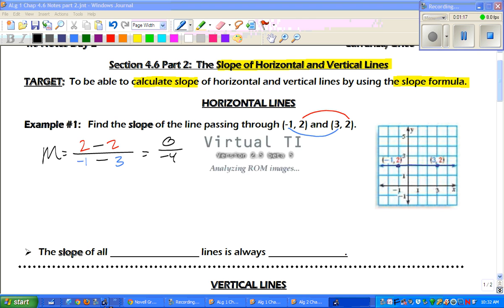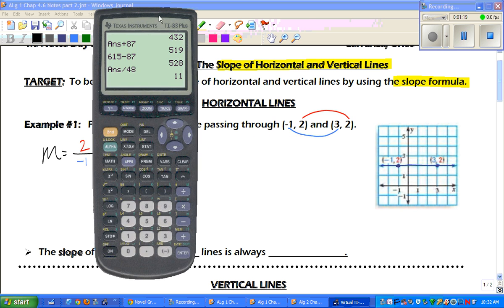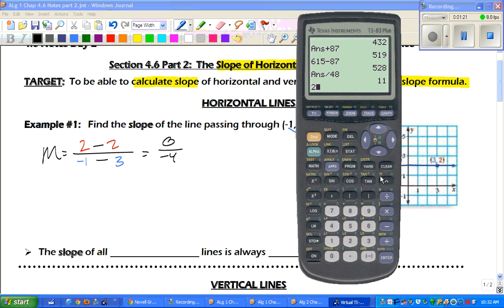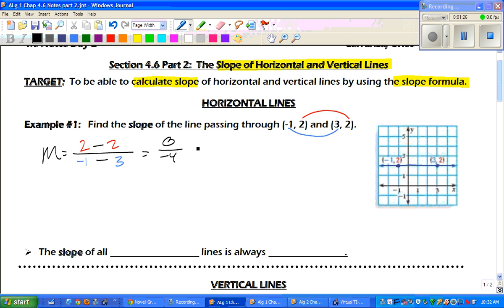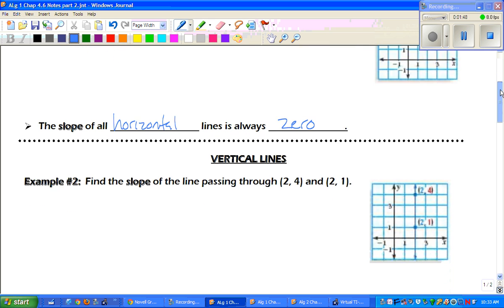And if you wanted to, you can plug this into your calculator, but hopefully you guys know what it is. 0 divided by -4 gives us 0. Okay? So the slope of all horizontal lines is always 0. Always, always, always. Okay? Let's look at the next one.